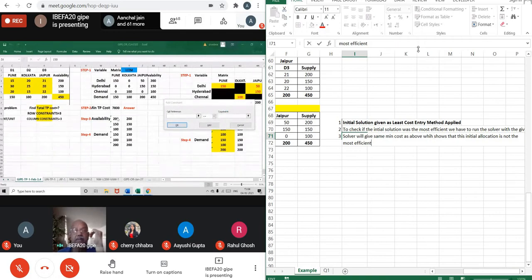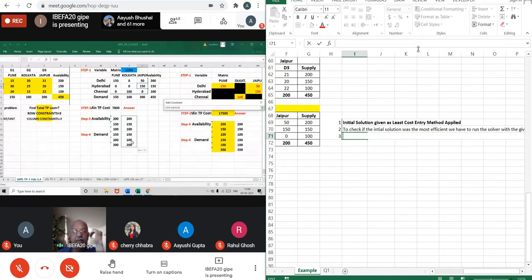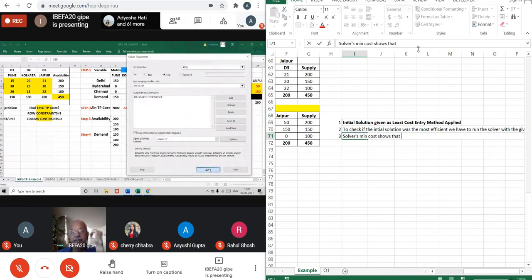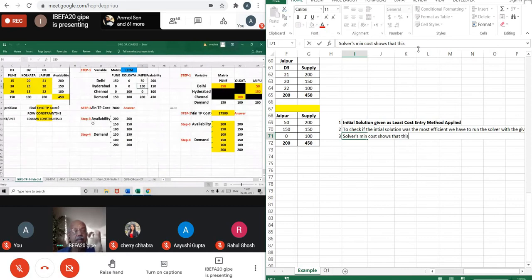All the left side constraints are equal to allocations. Perfect.